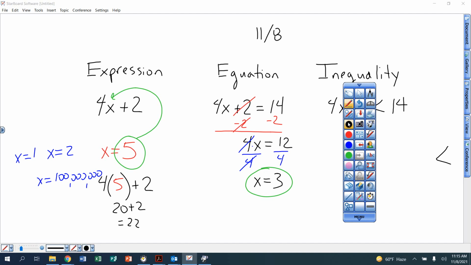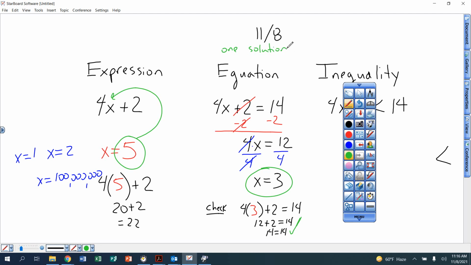So let me show you the check. Let me check it. Is that answer correct? If I take that 3 and plug it in right here for x and do the math, does that give me a true statement? Does that give me 14? This gives me 12 plus 12. So you can see, yes, that does give me 14. That is a true statement. Only that 3 will give me a true statement. There's only one solution to an equation. One solution.